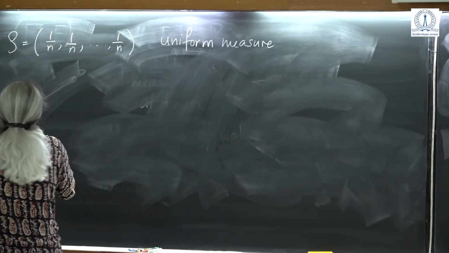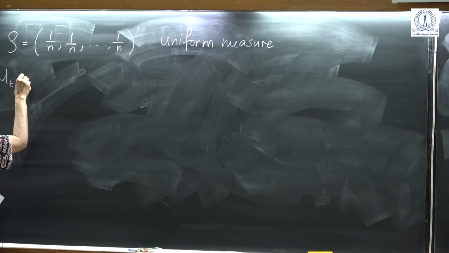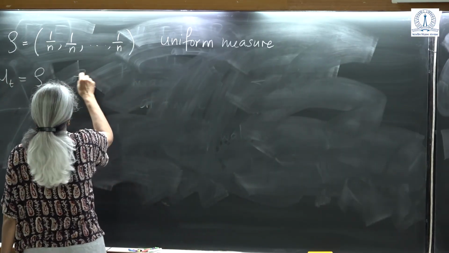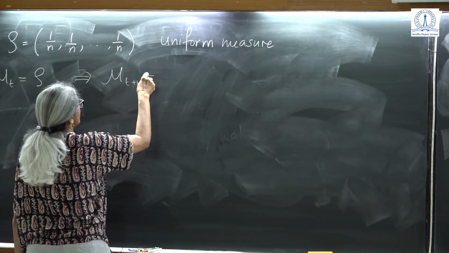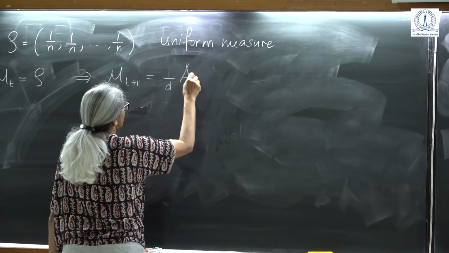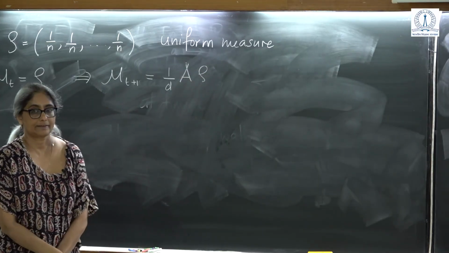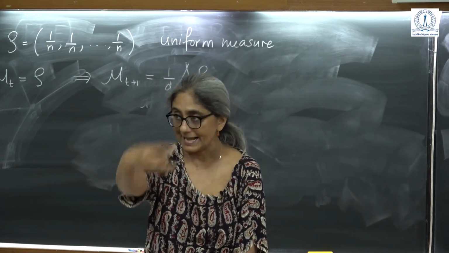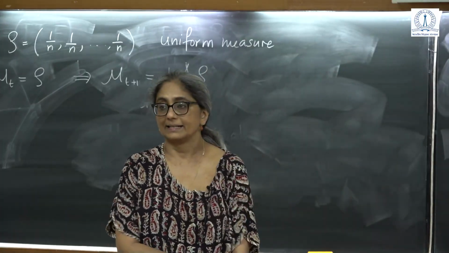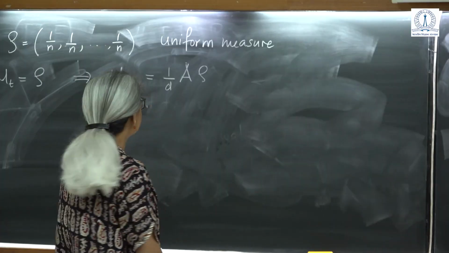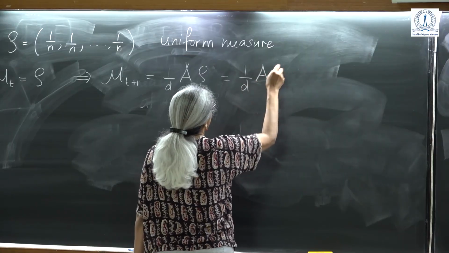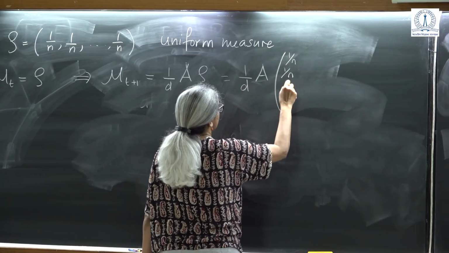Suppose at some point t, mu t becomes rho. We hit this rho measure. Then what is mu t plus 1? Mu t plus 1 will be equal to 1 over d times A times this uniform measure. Do you agree? If you hit this uniform measure at some point, then in the next time step, according to that box, mu t plus 1 will be 1 over d times A times the uniform measure. So do you see what this is? This is 1 over d A, and then here we multiply by 1 over n, 1 over n.